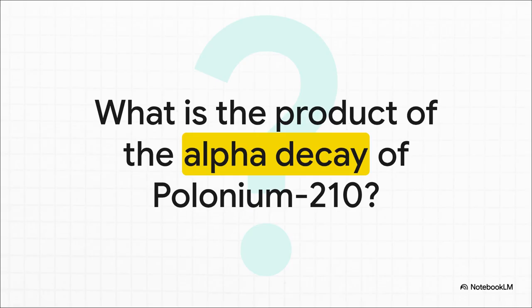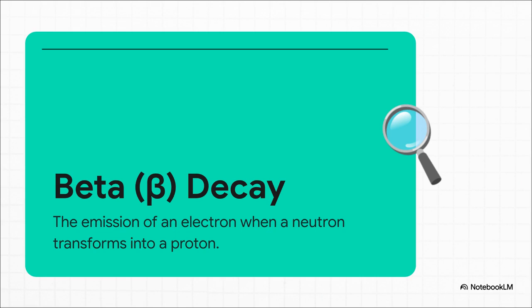What happens when polonium-210 spits out an alpha particle? Well, if you take 4 away from the mass and 2 from the atomic number, you'll find it turns into lead-206. Okay, next we have beta decay, and this one is, well, it's just wild. It's like actual alchemy happening right inside the nucleus.